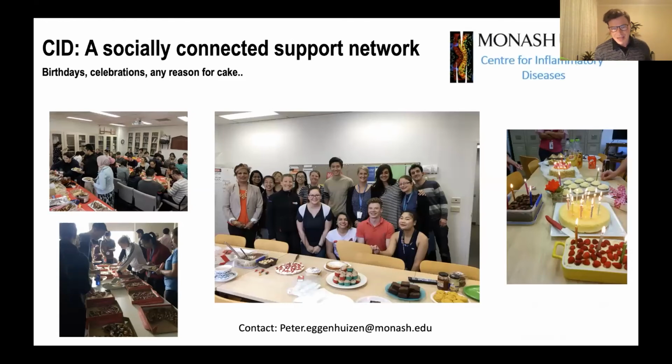It's not all serious business and research. The CID is also a socially connected support network where we all look after each other, and I wouldn't be here without the support from the CID. So I thought I'd just share some pictures of us having a good time pre-COVID with lots of cake and food, of course. And thank you for listening.